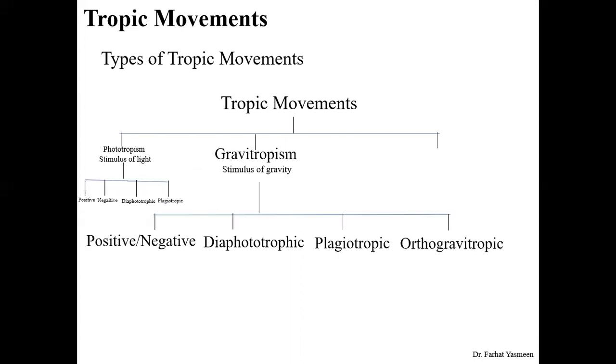Next tropic movement is gravitropism, and in this case, the stimulus is gravity. The source which is influencing the movement in plants is gravity, and that could be positive or negative, as I have discussed earlier in the case of phototropism: if it is moving towards the source of external stimuli, then it is positive, or if it's moving away from the source of stimuli, then it is negative.